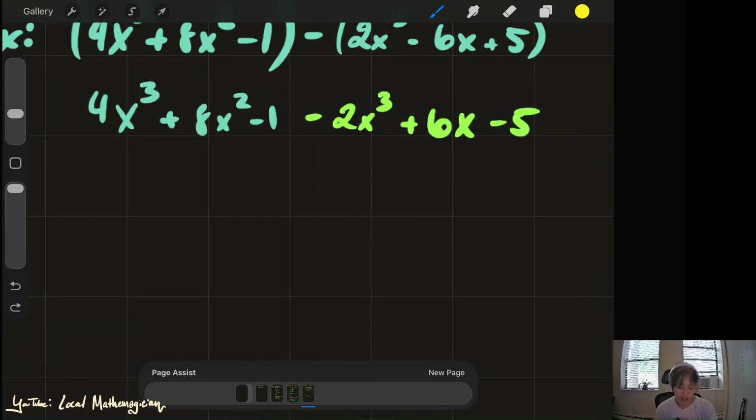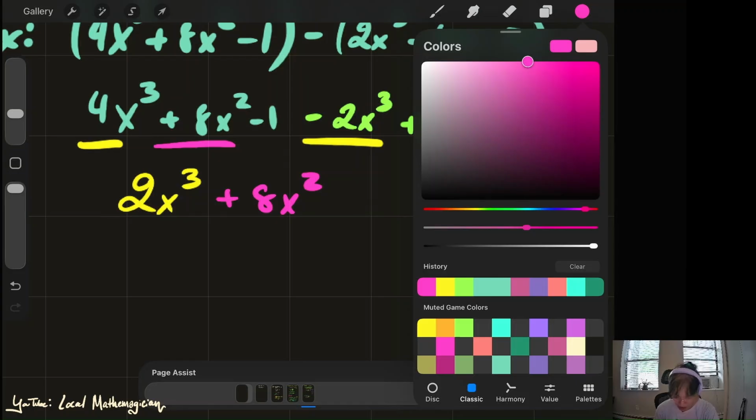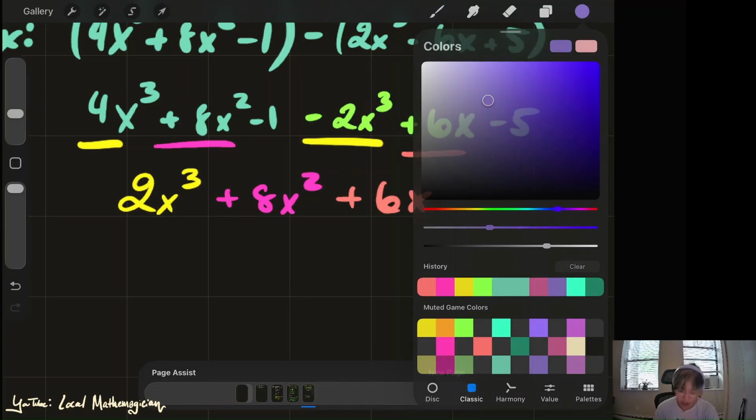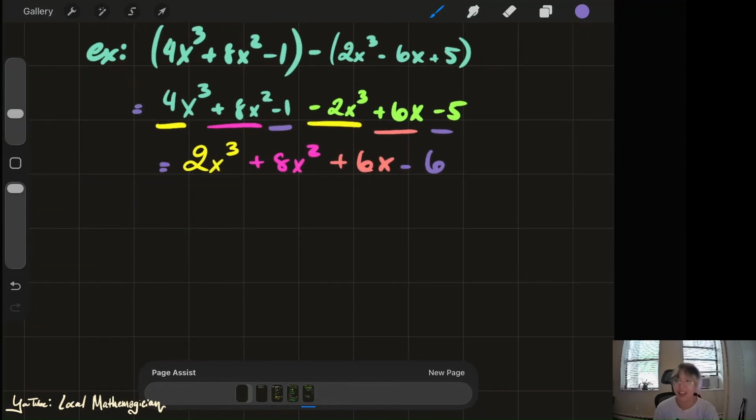And then from here, we combine like terms as usual. Are there any x cubed terms? Yes, there are. 4x cubed minus 2x cubed is 2x cubed. Probably should have picked better numbers, but it's okay. And then are there any x squared terms? There's only one, plus 8x squared. Are there any x to the first terms? Yes, there are. Plus 6x. Are there any x to the 0 terms or constant terms? Yes, there are. We have minus 1, minus 5. Negative 1 minus 5, or negative 1 plus negative 5 is negative 6. And you're done. Ain't that beautiful?